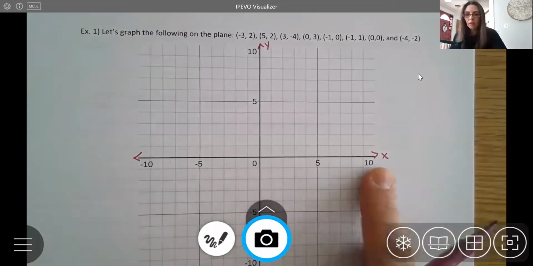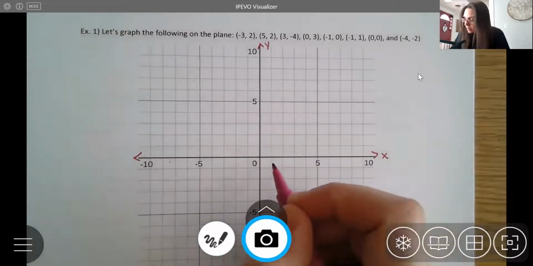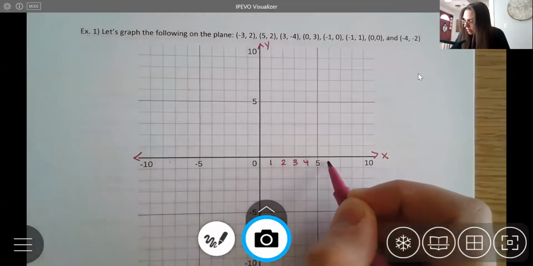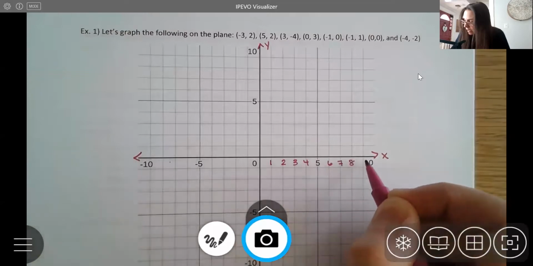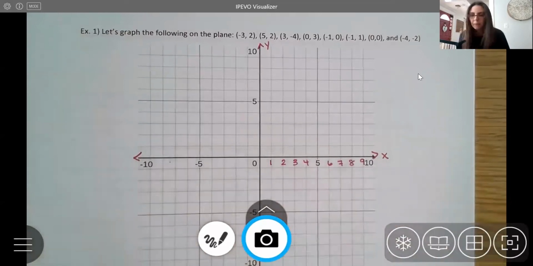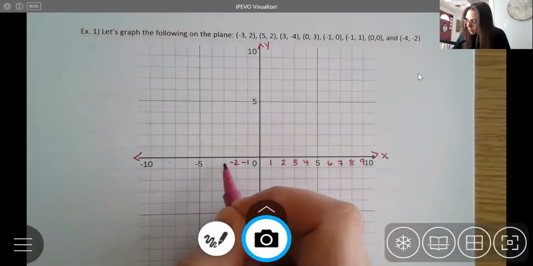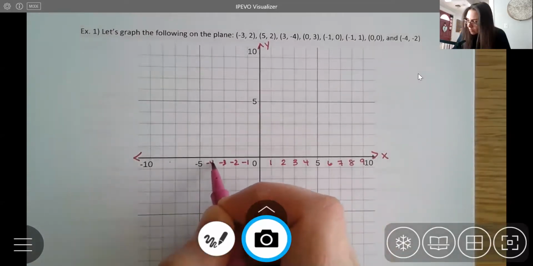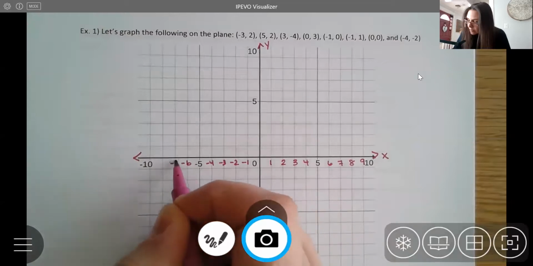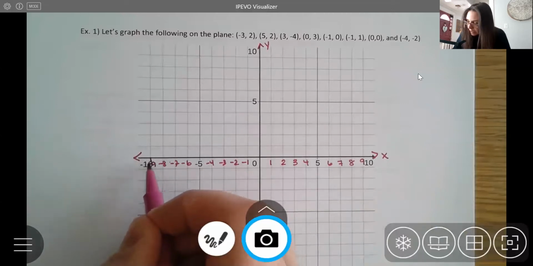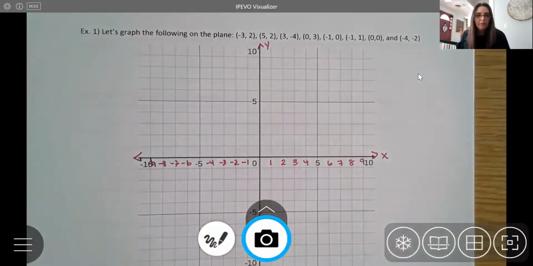For your x values, you have your positives on the right. So 1, 2, 3, 4, 5, 6, 7, 8, 9. So 10 is actually over here. And then you have your negatives on the left. Negative 1, 2, 3, 4, 5, 6, 7, 8, 9, and then negative 10 is over here.